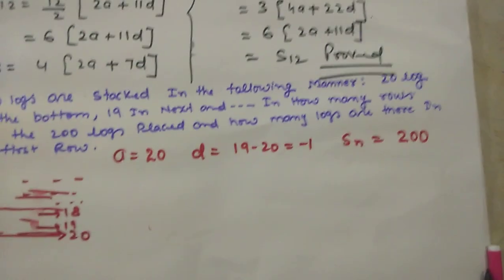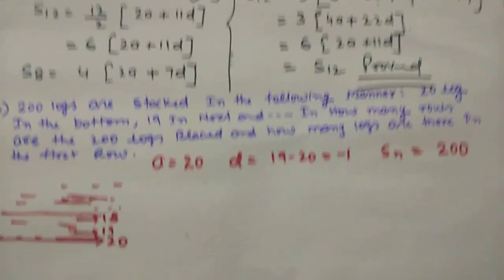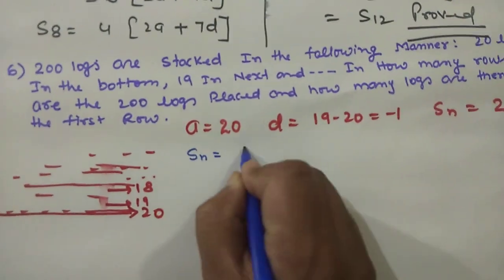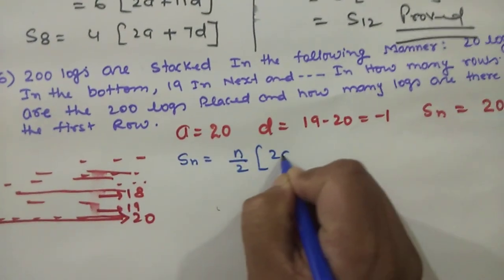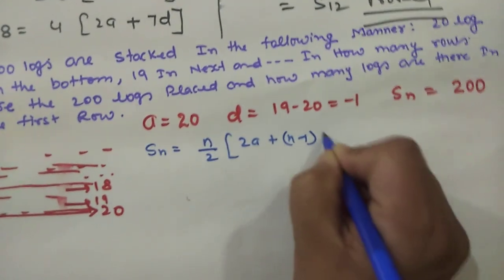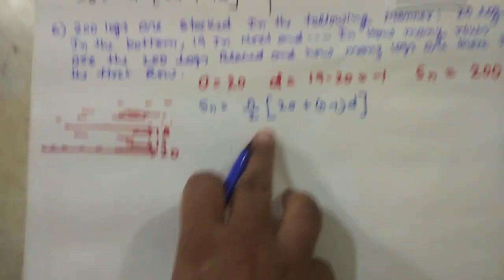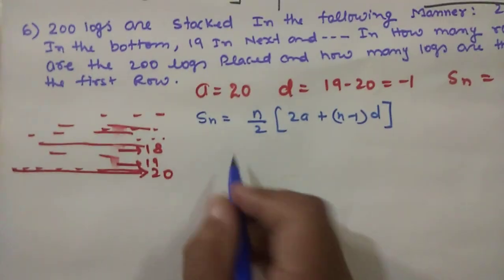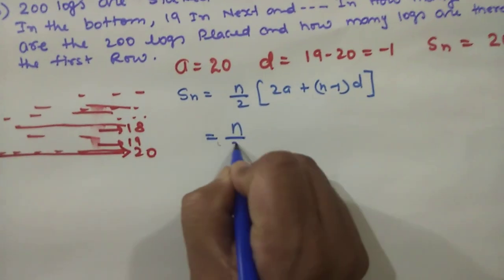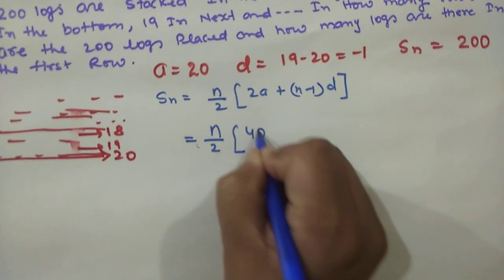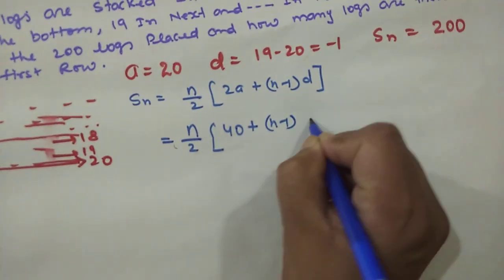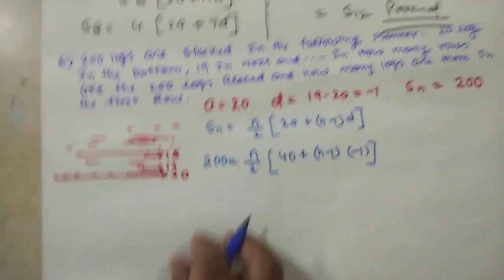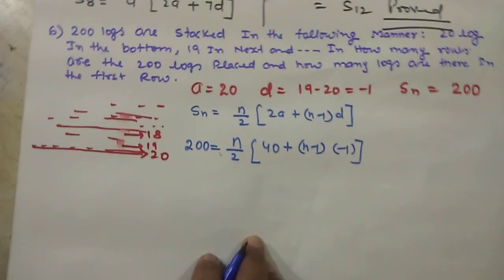I have written it in red. So you just think this is a good question. Now apply the formula Sn equals n by 2, 2a. See my good habit. As a teacher, at least I am following this formula in every question, so you also develop this habit. n we don't know. 2a is 40, plus n minus 1 times minus 1 d, and Sn equal to 200.